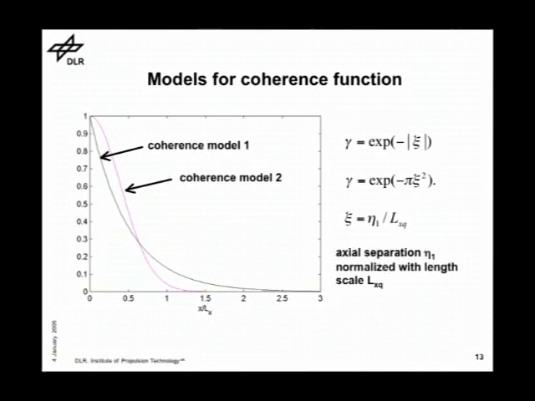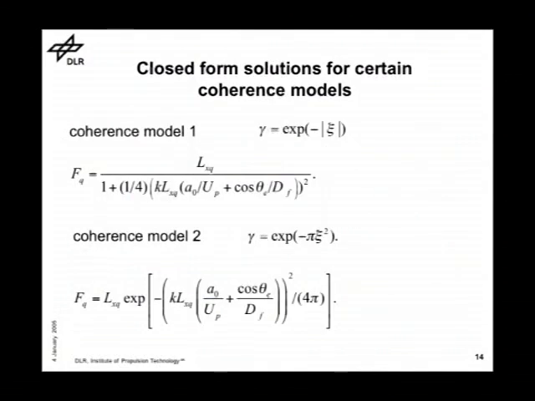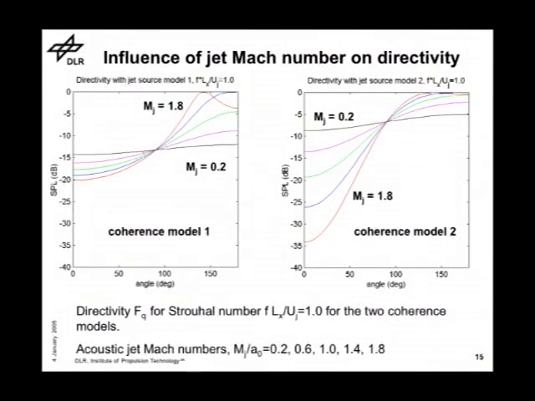So we have two completely different coherence models which can be used for further analysis. Both models have a closed form solution, and in the first model, this integral Fq, the nominal sound of one source element, is given by this equation. And for the second model, the contribution of one model is given by this expression. And now I'm going to evaluate this data.